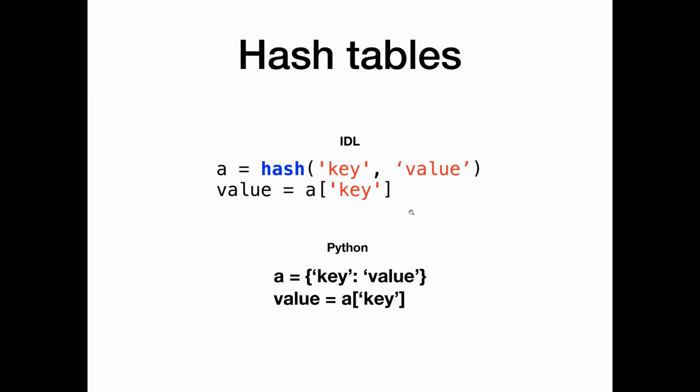And so both languages have hash tables now, which are just dictionaries. In IDL, you just call hash, and you give it the keys and the values, and then you can reference them just by hash table and then the key. And Python is very similar. And of course, you can also use the dictionary function to create a hash table. But this is the way I tend to do it. And actually accessing the values from the keys is the same in Python as it is in IDL.